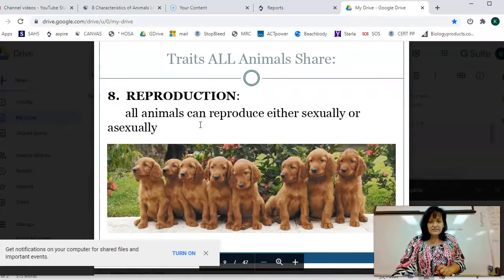And then the last little box for your animal trait is reproduction. So all animals can reproduce either sexually or asexually. So they are passing down their genes to a next generation.